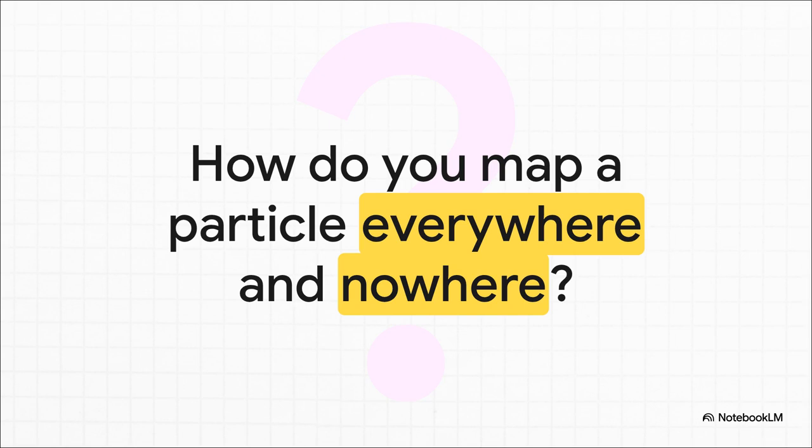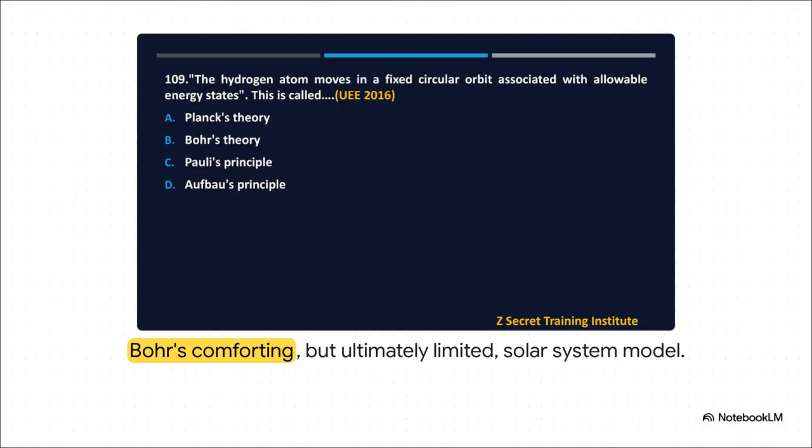All right, prepare to completely leave the predictable world of classical physics behind. I want you to really ponder this for a second. How do you map a particle that is everywhere and nowhere at once? Up until now, scientists thought of electrons like little planets orbiting a sun. But what happens when the planet starts behaving like a cloud of pure probability? Let's take a look.